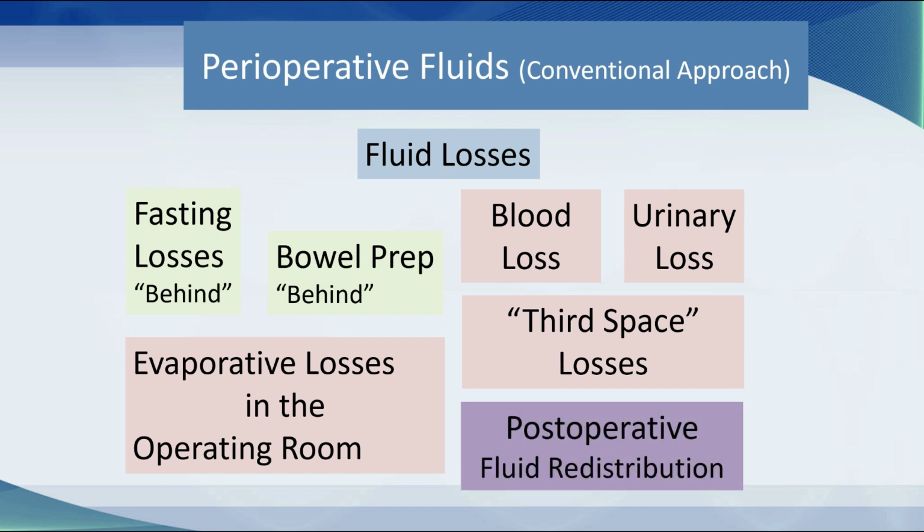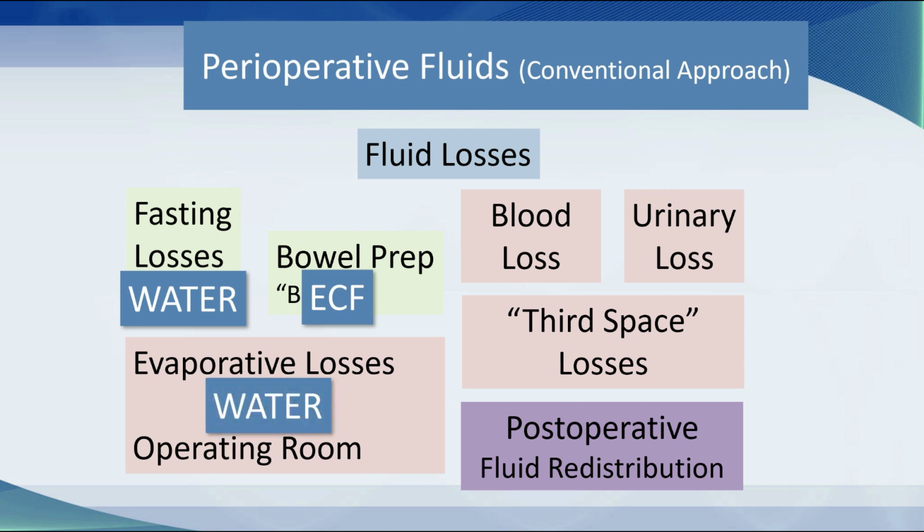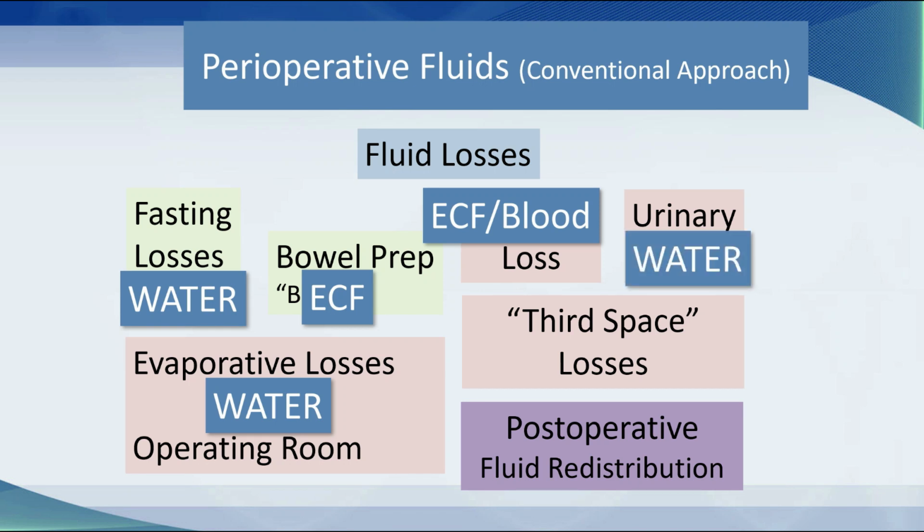Now, if you look at the fluid losses, clearly preoperatively, the fasting losses, well, that's water. Bowel prep is extracellular fluid. Evaporative losses, that's water. And then blood loss, well, that's extracellular fluid or blood. Urinary loss is water. Third space loss is extracellular fluid. And postoperative fluid redistribution is also extracellular fluid.